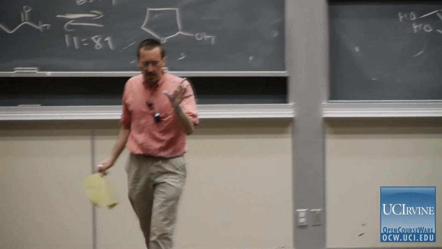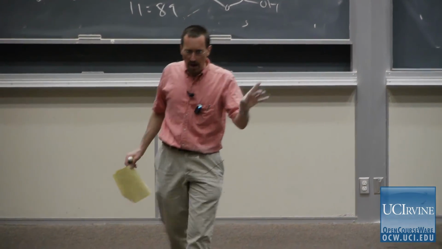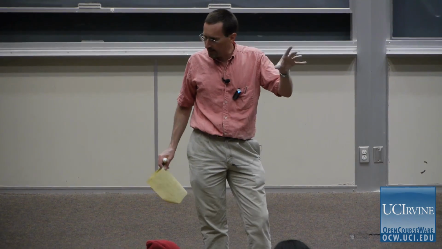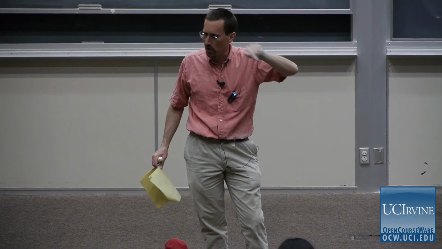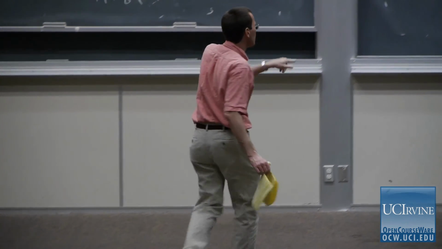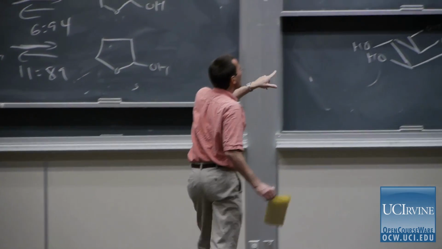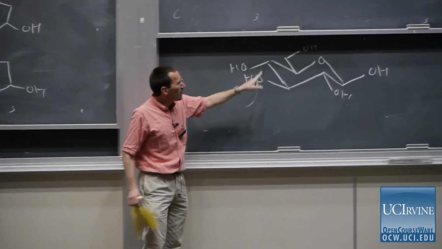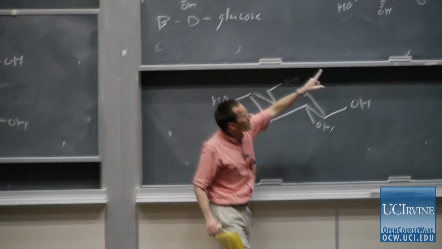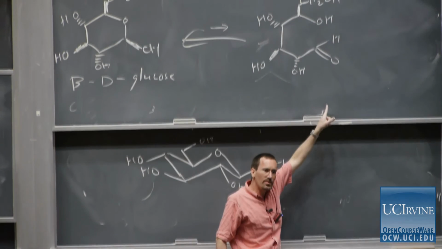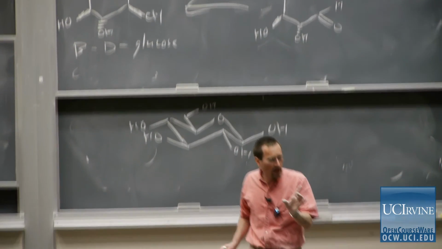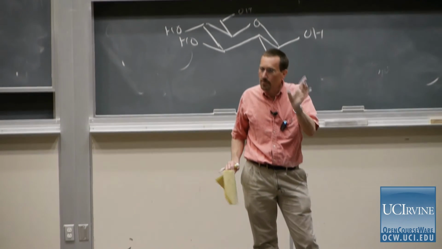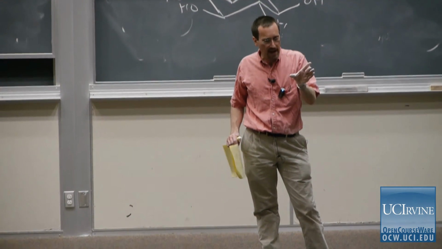The other reason is electronic. Your hydroxy groups, particularly the alpha hydroxy group, is inductively electron withdrawing. It pulls electron density away from the carbonyl group. And so it makes the carbonyl of glucose even more electrophilic than other aldehyde carbonyls. It's even more prone to react.